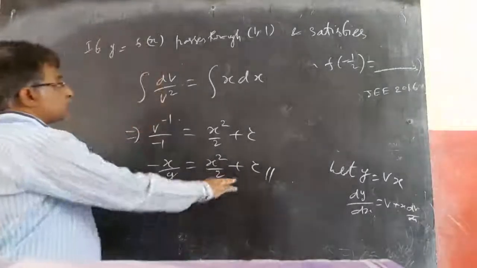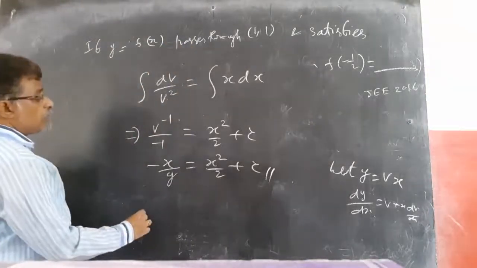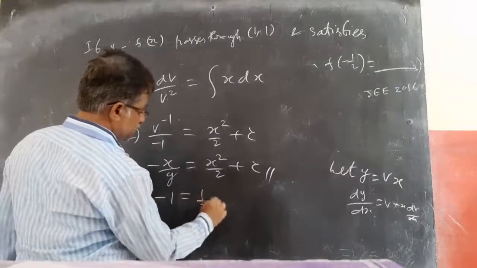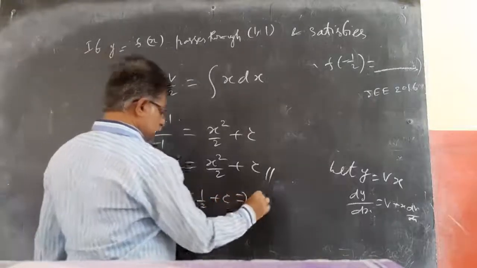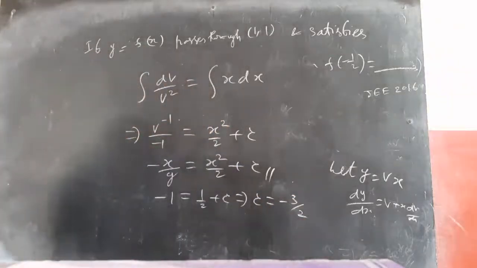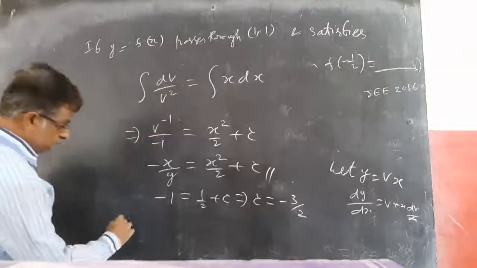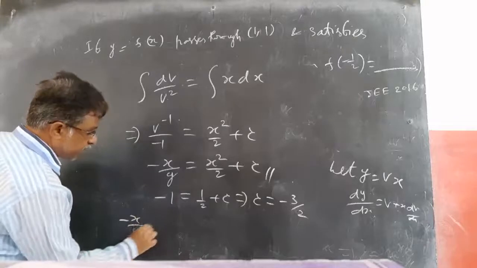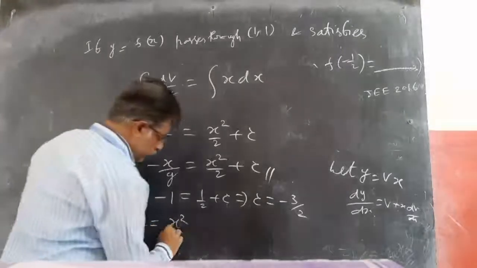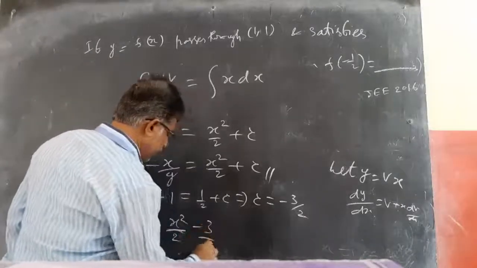Before that, this passes through 1 comma minus 1, it is saying. So substitute 1 comma minus 1, what happens? So minus 1 equal to 1 by 2 plus c. So what I want to say is c equal to minus 3 by 2. So in place of c, I can substitute this minus 3 by 2. Then the equation becomes minus x by y equal to x square by 2 minus 3 by 2.